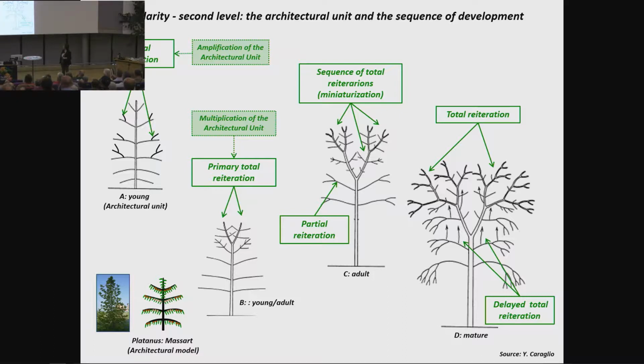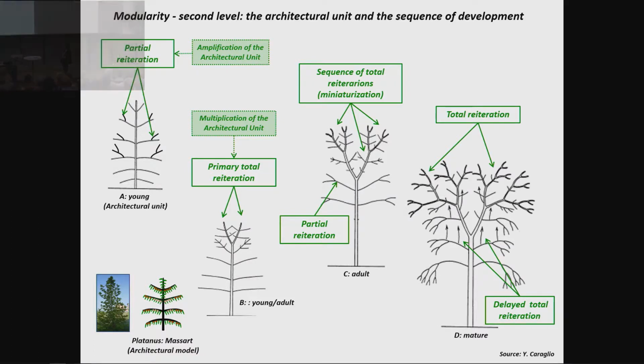And so at the beginning, the unit will add some parts of the unit, so some branches. And we call these new parts partial reiteration. So the tree's strategy is to amplify the architectural unit. The architectural unit is exactly the same as the model. But at a certain point, the tree will add a complete architectural unit on itself. So it's not just a part of it, but a total architectural unit. And these are total reiterations, and this process is the multiplication of the architectural unit.